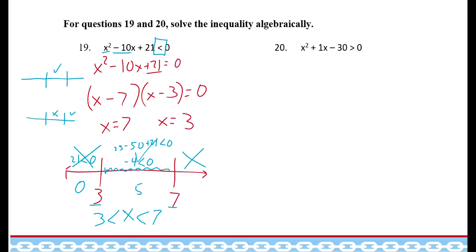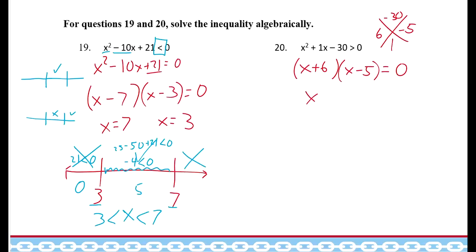I'm going to do the same thing here in 20. I'm going to factor x squared plus x minus 30. And to do that, I'm just going to use trinomial factoring to find those roots or solutions. So I'm going to get x plus 6 times x minus 5, because negative 30 can be made by a lot of different factor pairs, but I need one that adds to 1. So it would be 6 and negative 5, which gives me solutions at x equals negative 6 and x equals 5.